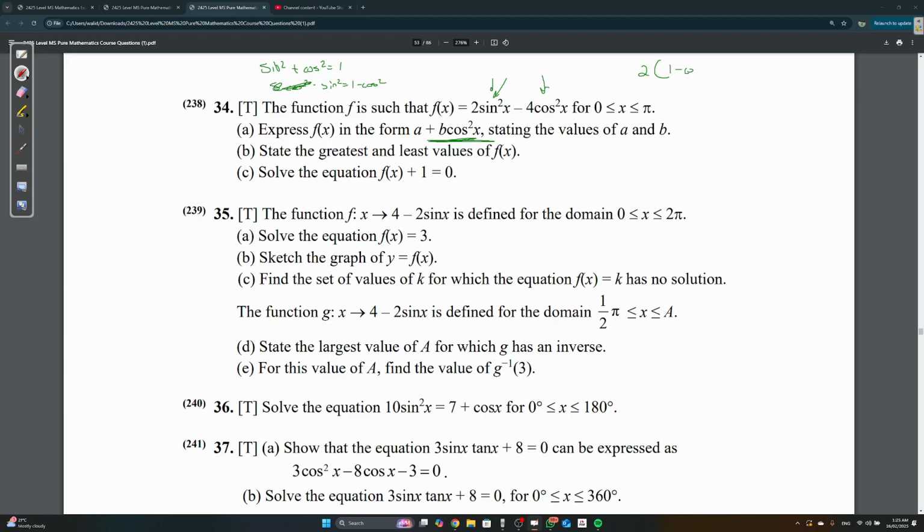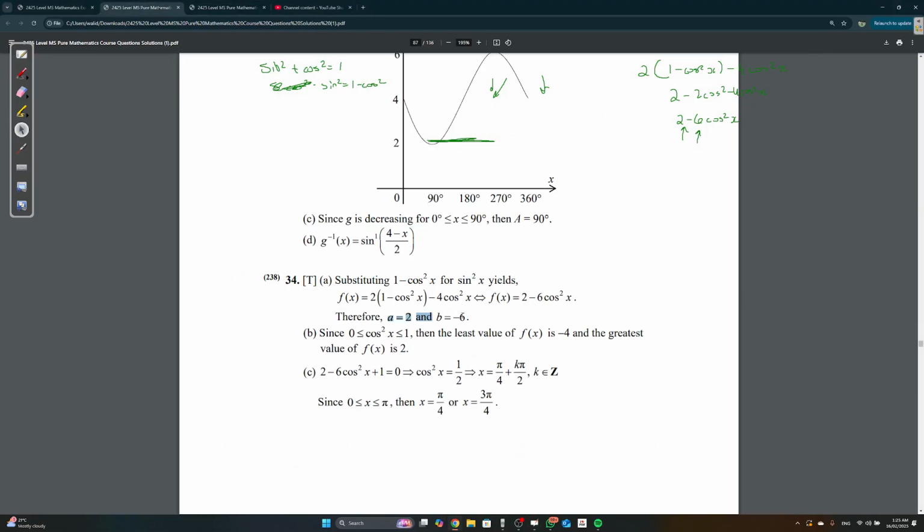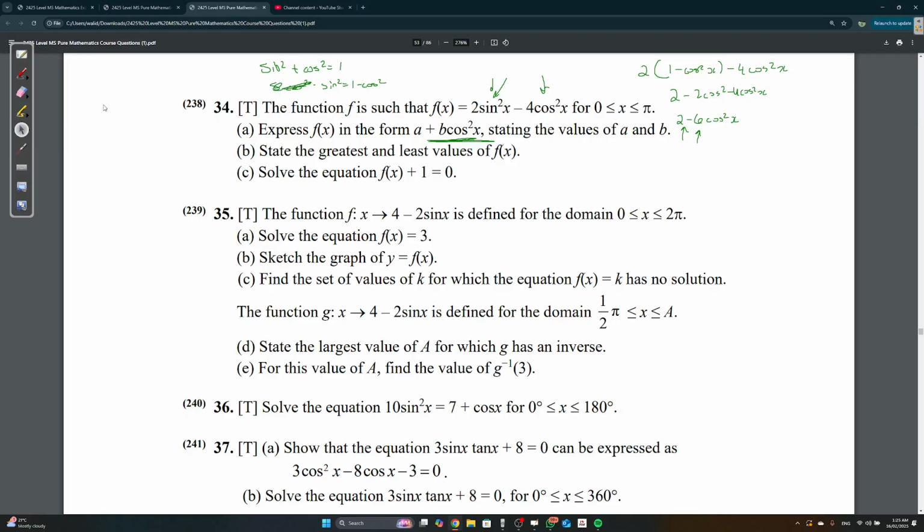You're going to get 2 times 1 minus cosine squared x, minus 4 cosine squared x. Simplify it, you get 2 minus 2 cosine squared x minus 4 cosine squared x. Minus 2 minus 4, you're going to get 2 minus 6 cosine squared x. So what's a and b? a is going to be 2, b is going to be negative 6. Right? Very easy.